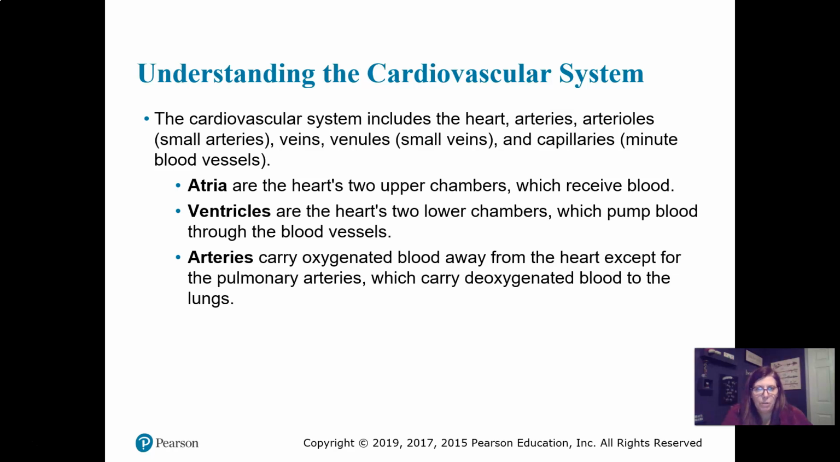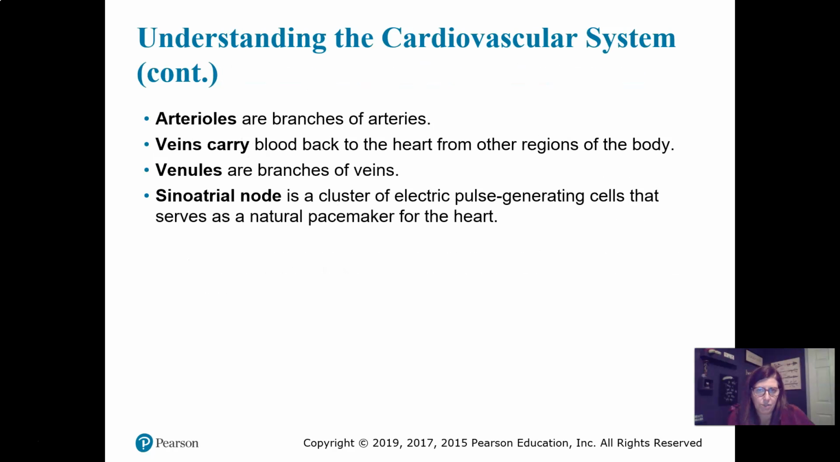The atria are the 2 upper chambers which receive blood. Ventricles are the heart's 2 lower chambers which pump blood through the blood vessels. Arteries carry oxygenated blood away from the heart, except for the pulmonary arteries, which carry deoxygenated blood to the lungs. Arterioles are branches of arteries. Veins carry blood back to the heart from the other regions of the body. Venules are branches of veins. And the sinoatrial node is a cluster of electric pulse generating cells that serves as a natural pacemaker for the heart.